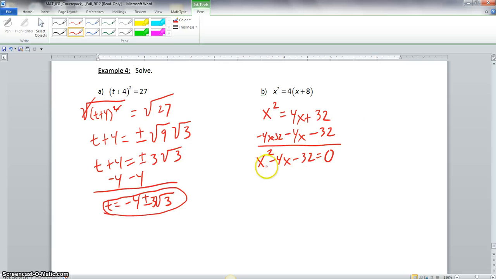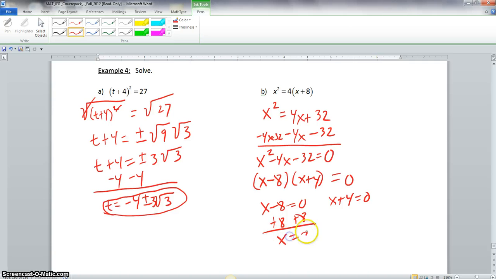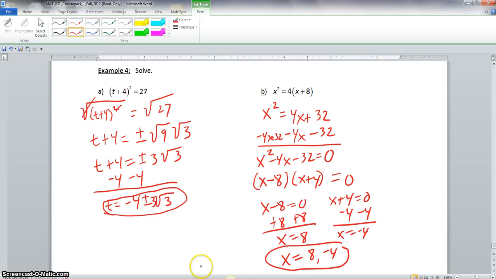Now we could do the factoring method, which, you know, we've covered plenty of times. So I know you all know how to factor when the coefficient is a positive 1. We have x minus 8 and x plus 4. And we'll set both of these equal to 0. Add 8 on both sides here, and x is 8. Subtract 4 on both sides here, and x is negative 4. So your final answer is x is 8 and also negative 4. And that is it for that problem.